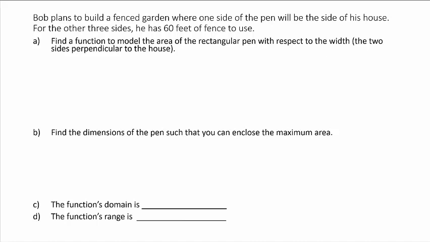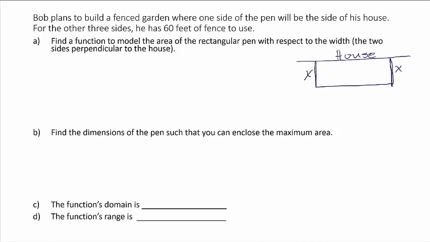Okay, so often with these problems, I really encourage you to draw a picture of what we're looking at here. So this is the house over on this side, and we're going to fence in a garden, and we've got 60 feet of fence to use, and we want a function with respect to the width. We could call it W if we wanted to. We could call it X. You can call it anything you like. I'll use X here.